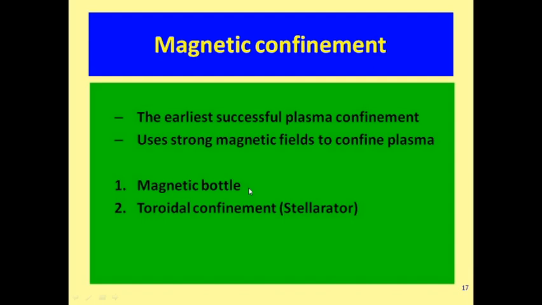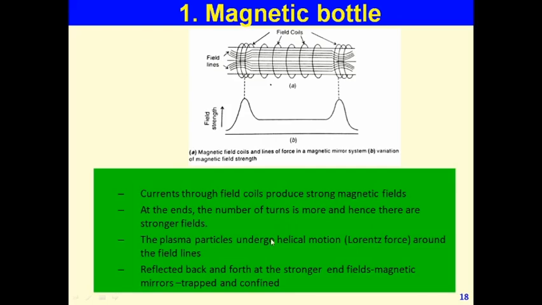Now the second confinement we have mentioned is magnetic confinement. Magnetic confinement uses magnetic fields to confine plasma, and this is the earliest successful plasma confinement. Even today, we are using plasma confinement with magnetic fields. It uses strong magnetic fields to confine plasma. There are two methods of magnetic confinement. One is the magnetic bottle, and the other is toroidal confinement, otherwise called the stellarator. So let us see what a magnetic bottle is.